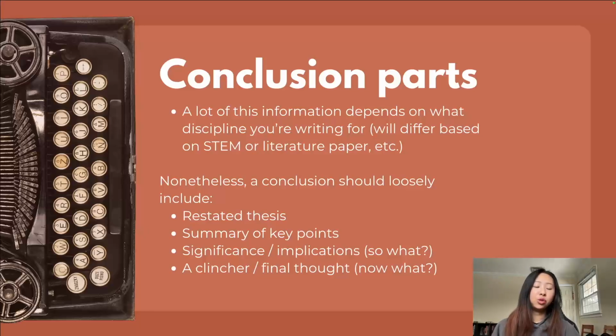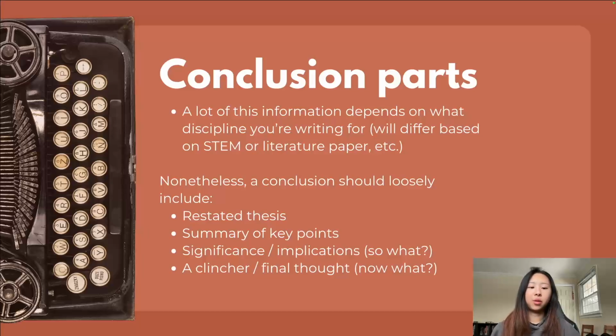The fourth part is you should end with a clincher or a final thought. This is kind of like the now what part of your essay. Conclusions don't just look backwards, but they also look forward. This last moment is really your chance to leave your reader with something to think about. It could be a call to action, a question for future research, a broader application of your findings, a prediction about what comes next, or a final insight that really reframes your topic. The key idea is that the reader should finish your essay thinking that they see the issue differently now.